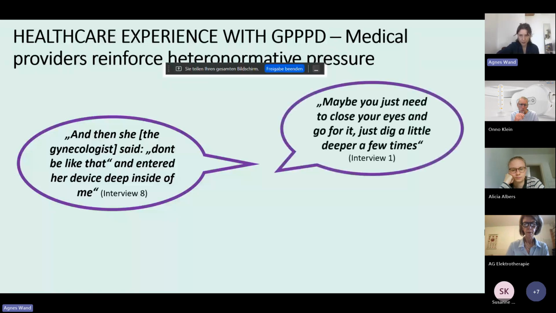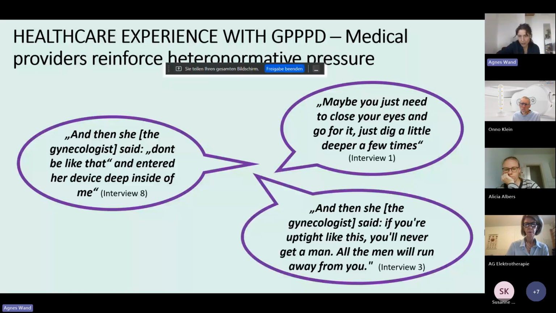And also the second quote: "Maybe you just need to close your eyes and go for it. Just dig a little deeper a few times." It also shows how this interviewed person was not taken seriously with the problem, and how it was even suggested to apply violence to make penetration possible and to be able to perform what normal sexuality is.